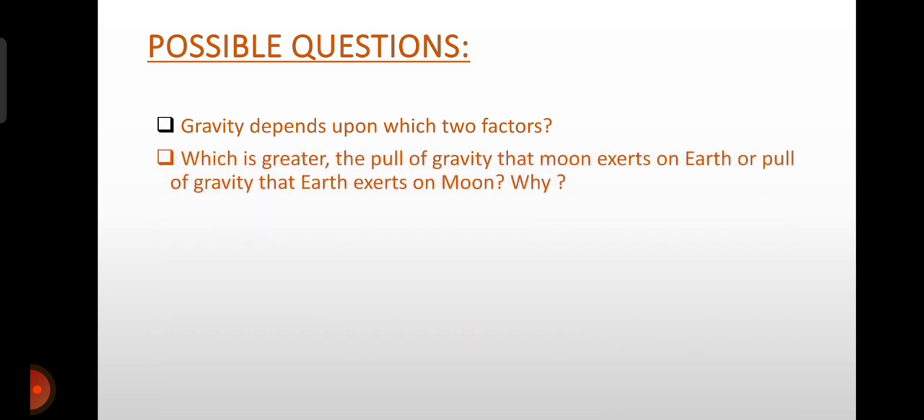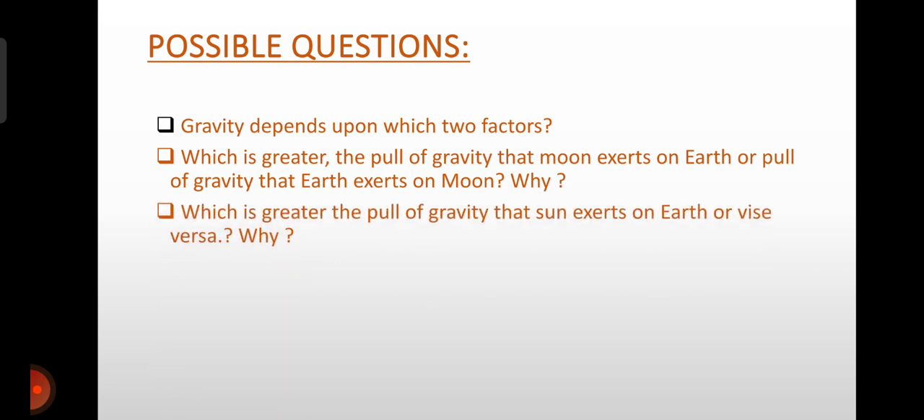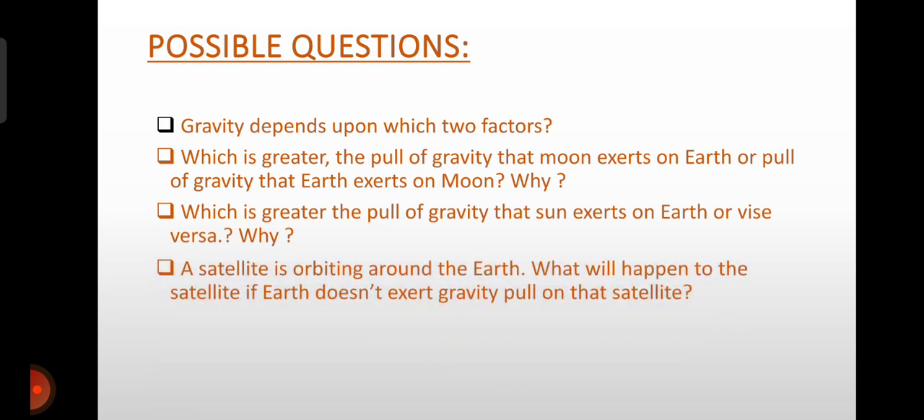From this topic, the possible questions which can be asked are: gravity depends upon which two factors? Which is greater, the pull of gravity that moon exerts on earth, or the pull of gravity that earth exerts on moon, and why? Similar question: which is greater, the pull of gravity that sun exerts on earth, or earth exerts on the sun, and why? Now this question you have to think and answer.